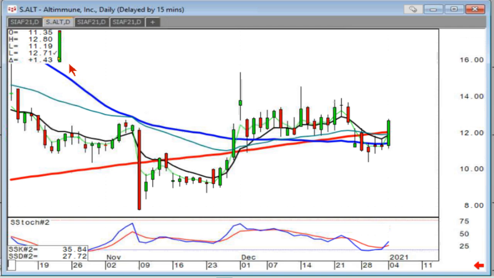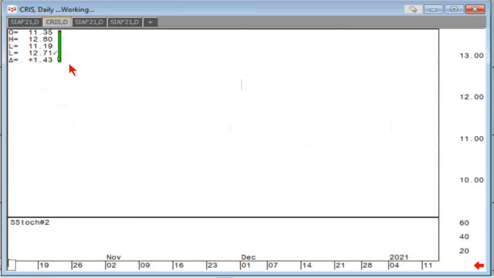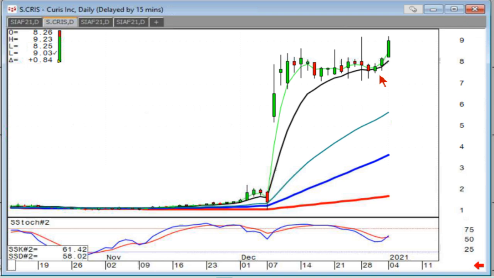ALT looks like a scoop pattern setting up. There's CRIS. I don't even know what it does, but there's a J-hook pattern setting up after the big breakout.